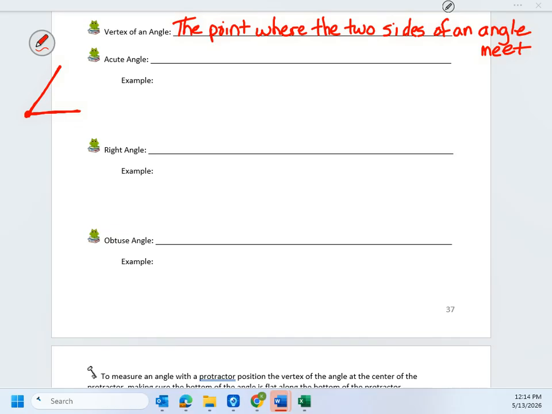We have an acute angle. Anybody remember that name? What is an acute angle? Colin. An angle that measures less than 90 degrees. So if you think about it, it's the cute little angles. It's so cute and little. Oh, that's the acute angle, less than 90 degrees.